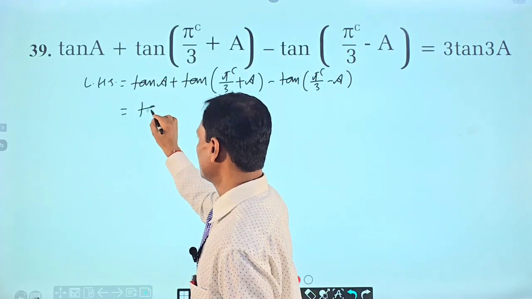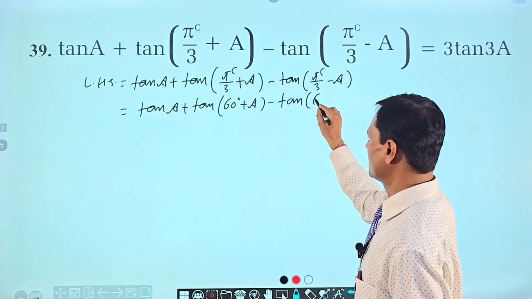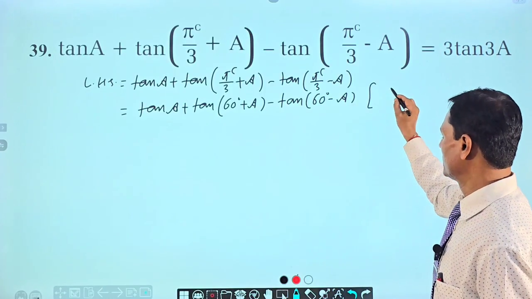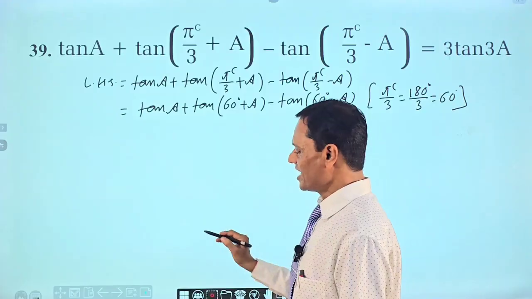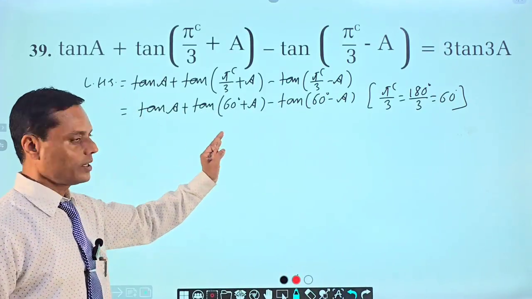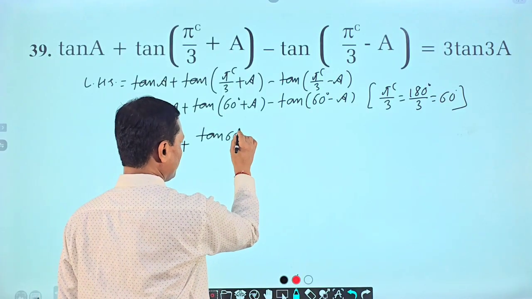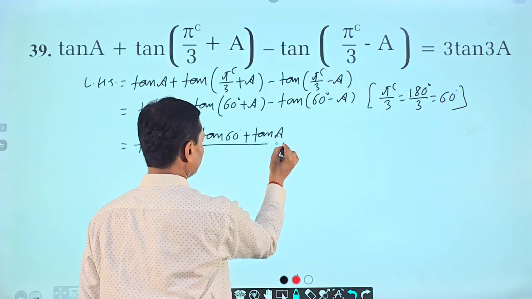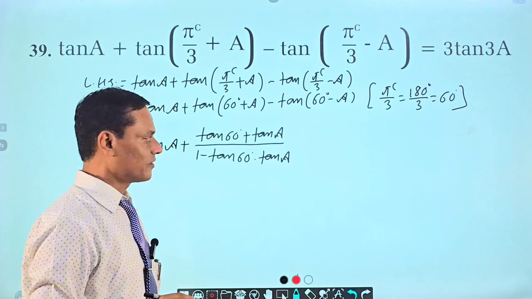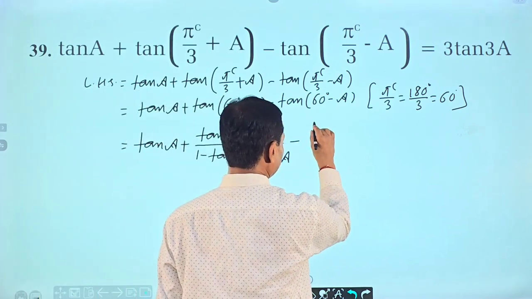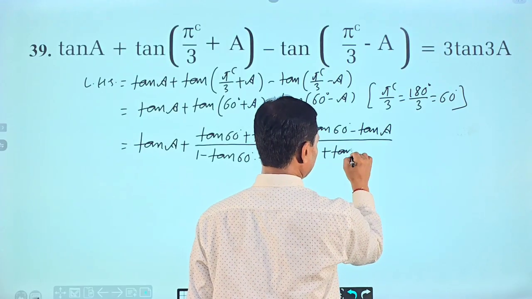So we can write here tan A plus tan of 60 degree plus A, minus tan of 60 degree minus A. Next step, you have to remember the formula of tan A plus B and tan A minus B. So here tan A plus tan B over 1 minus tan A dot tan B. Here 60 degree is at the place of A and A is at the place of B. Likewise here also, tan 60 degree minus tan A over 1 plus tan 60 degree dot tan A.